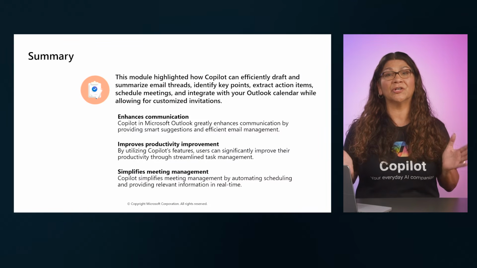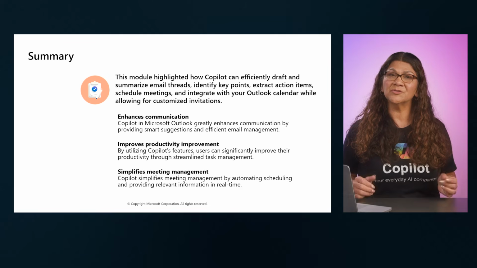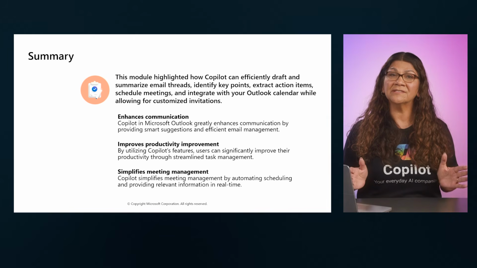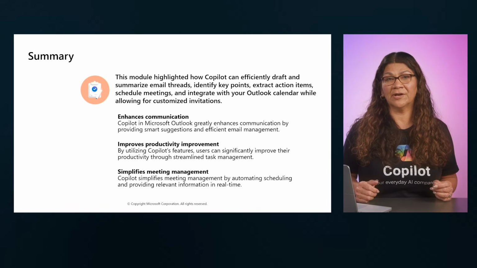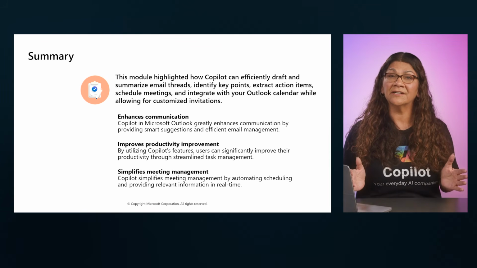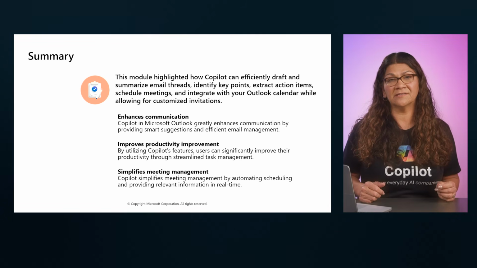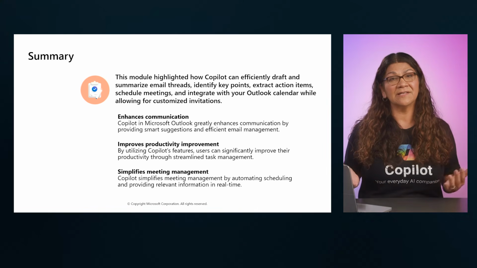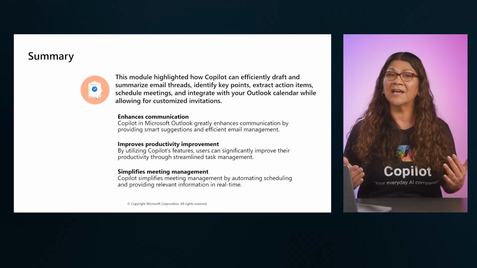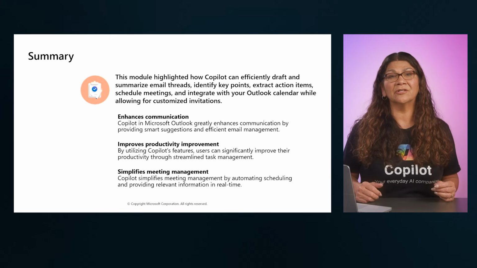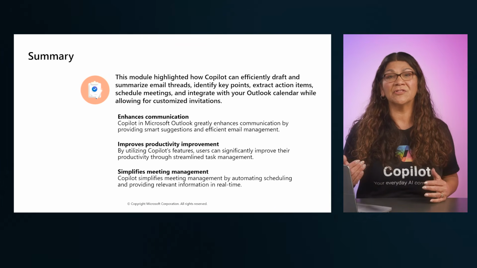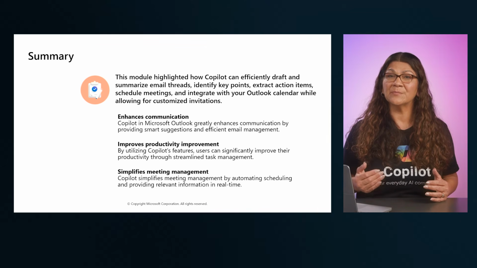In this module, you explored Copilot in Outlook, an AI-assisted tool that revolutionizes your email management and navigation. With features like real-time smart suggestions, contextual awareness, and comprehensive grammar and style checks, Copilot helps you draft clear, concise, and professional emails. You discovered how this tool can summarize complex email threads, highlight key messages, and extract action items efficiently. Additionally, you learned about Copilot's capabilities in scheduling meetings, integrating seamlessly with your Outlook calendar, and customizing meeting invitations to suit your needs.